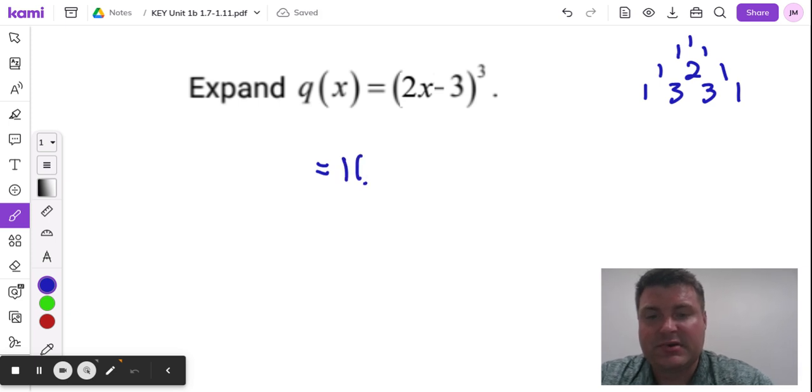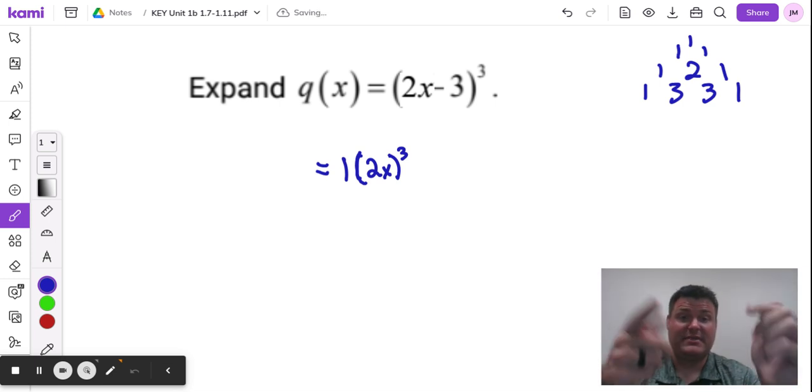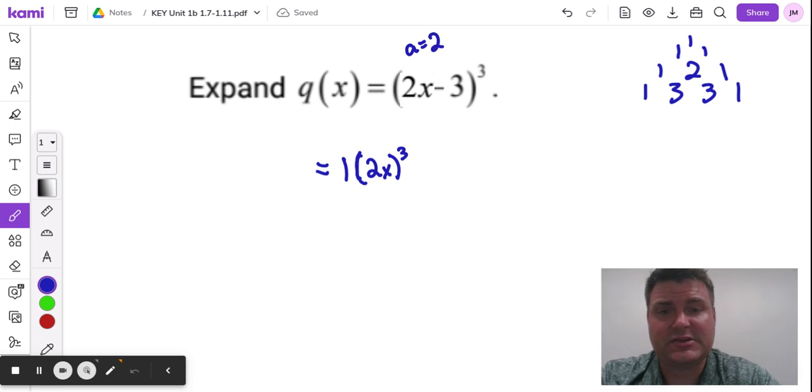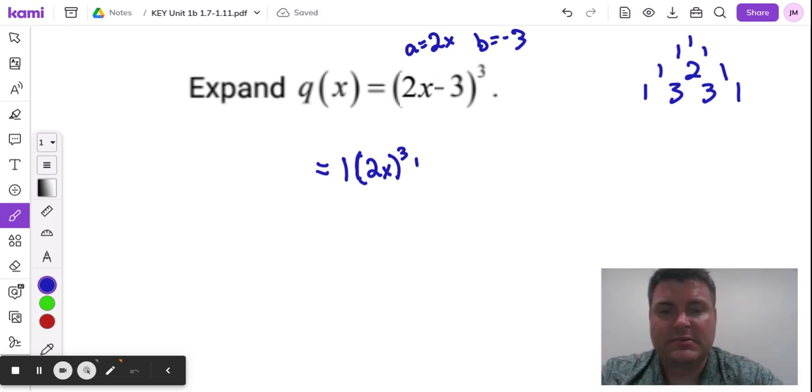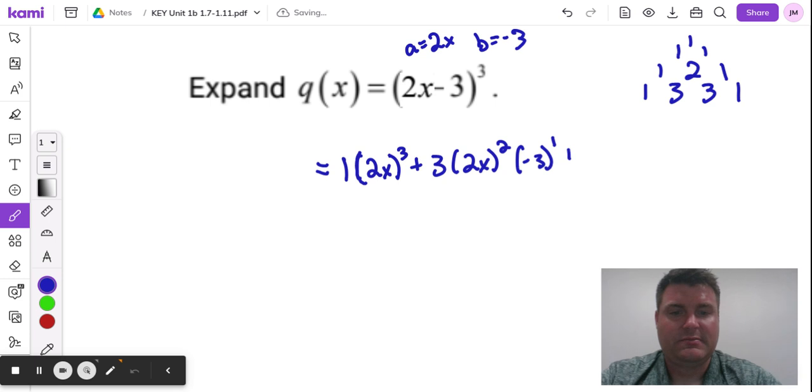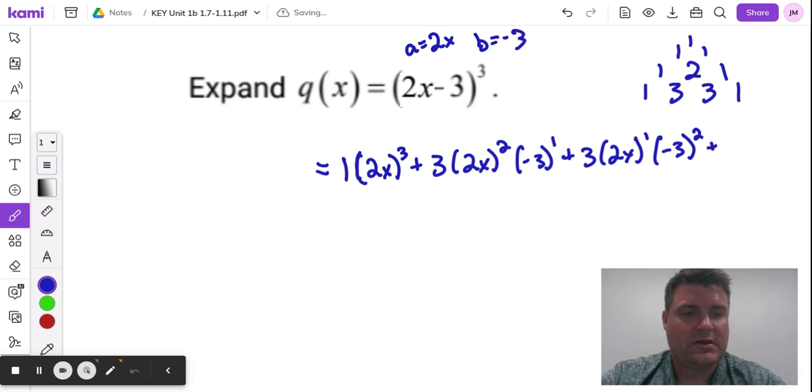1 times, I'm going to put this in parentheses, (2x) all cubed, and the b term is negative 3. I'll write that down. So a is 2x, b is negative 3. This is plus 3 times (2x) all squared, and this is negative 3 to the first, plus 3 times (2x) to the first, negative 3 squared, plus there's no more 2x's, and we're going to get 1 times negative 3 to the third.